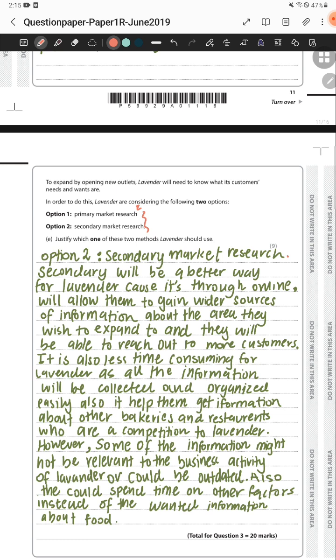Secondary will be a better way for Lavender, because it's through online. Usually it's through online, which will allow them to gain wider sources of information about the area they wish to expand to, and they will be able to reach out to more customers. It is also less time consuming for Lavender, as all the information will be collected and organized easily. Also, it helps them get information about other bakeries and restaurants who are competition to Lavender. Okay, so up until here is why I chose option 2.